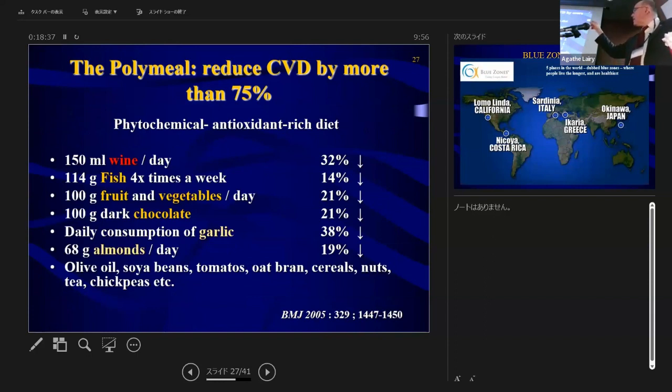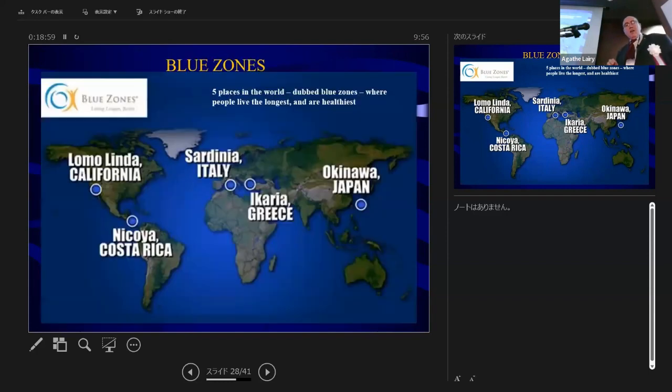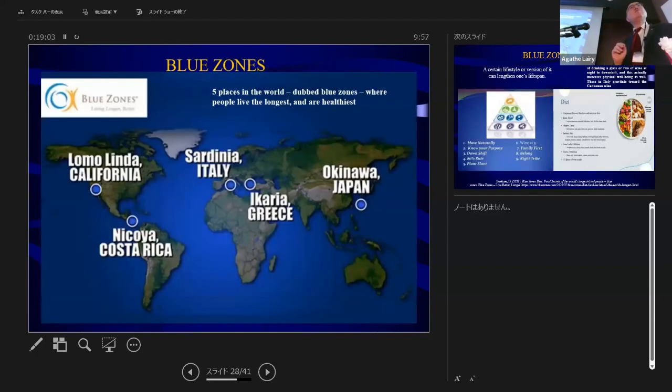You can see here that 150 ml of wine a day reduces cardiovascular disease by 32%, fish 4 times a week 14%, fruit and vegetables 21%, dark chocolate 21%, daily consumption of garlic 38%, almonds 19%. So we still have to work with nutrition. It's a very important issue to understand. We are here also in a country, Japan, where they have some specificity.